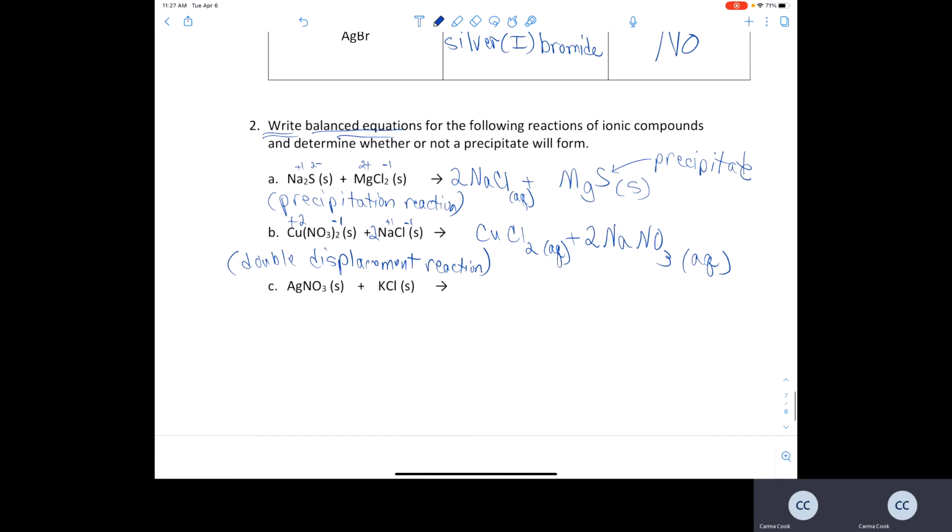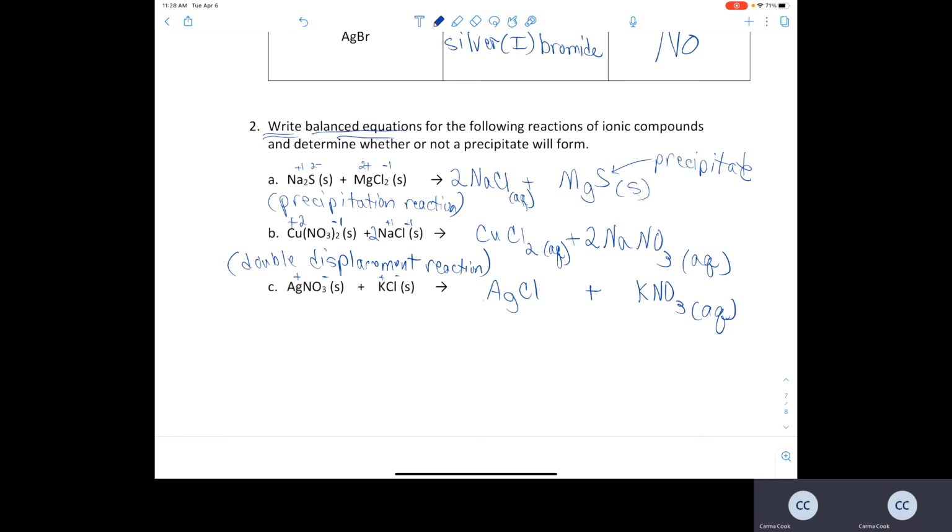Looking at the third one, AgNO3 reacting with KCl. They're going to switch partners. We write in my charges, so they're all plus ones and minus ones. So it's an easy reaction to write. All nitrates are soluble. Just like sodium nitrate is an aqueous solution, so is potassium nitrate.